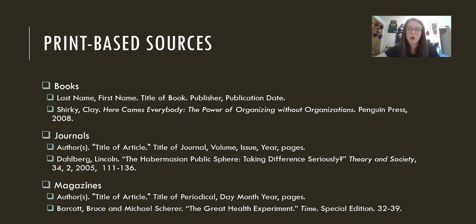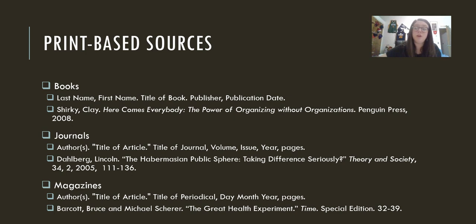And we see a similar pattern with magazines. So again, we've got authors, title of article, title of periodical, month, day, year, comma, pages. So what I think is interesting about this example here is that we've got more than one author. We've got two authors, which is rather common, especially in academic works as well. It's not really rare, but it is rarer to find single authored text. Typically, especially in sciences, social sciences, you will find multi-authored articles.